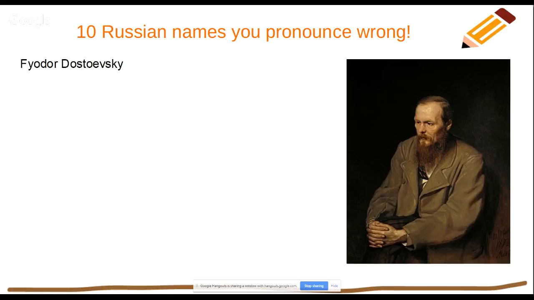Fyodor Dostoevsky. How do we read his name in Russian correctly? Fyodor, O becomes A. Fyodor Mikhailovich. His father was Mikhail. Michael, yeah. Dostoevsky. V is read as F because it's devoiced. And at the end we have two sounds, I, Y. Not one sound. Dostoevsky. Fyodor Mikhailovich Dostoevsky.